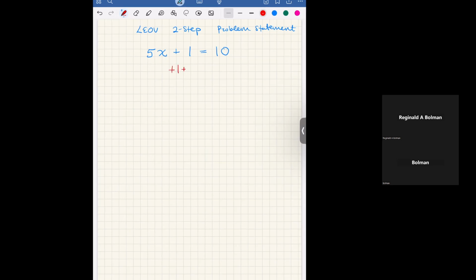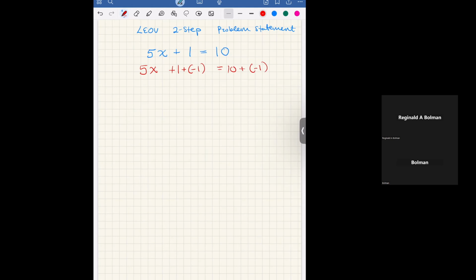We'll add, in this case, because we have a positive 1 being added to 5x, we'll add a negative 1 on both sides of our equal sign, knowing that the additive equivalence principle will hold here because we have an equation and we're just going to add a real number to both sides of our equation. The additive principle of equations will hold.